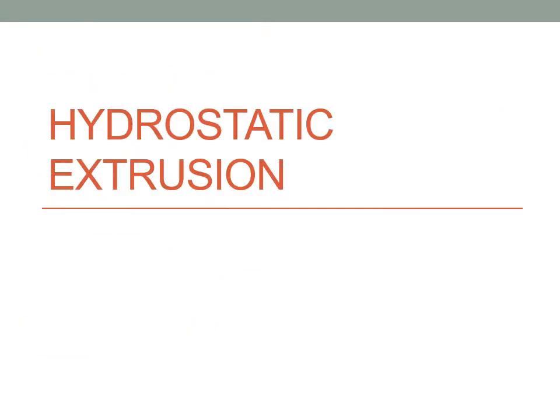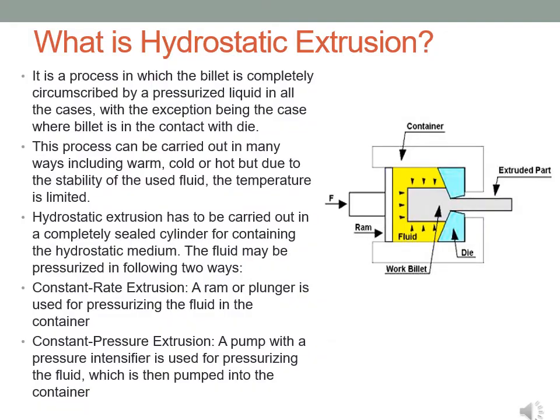Hydrostatic extrusion. What is hydrostatic extrusion? It is a process in which the billet is completely surrounded by a pressurized liquid in all cases, with the exception of where the billet is in contact with the die. This process can be carried out in many ways, including warm, cold, or hot, but due to the stability of the fluid used, the temperature is limited.